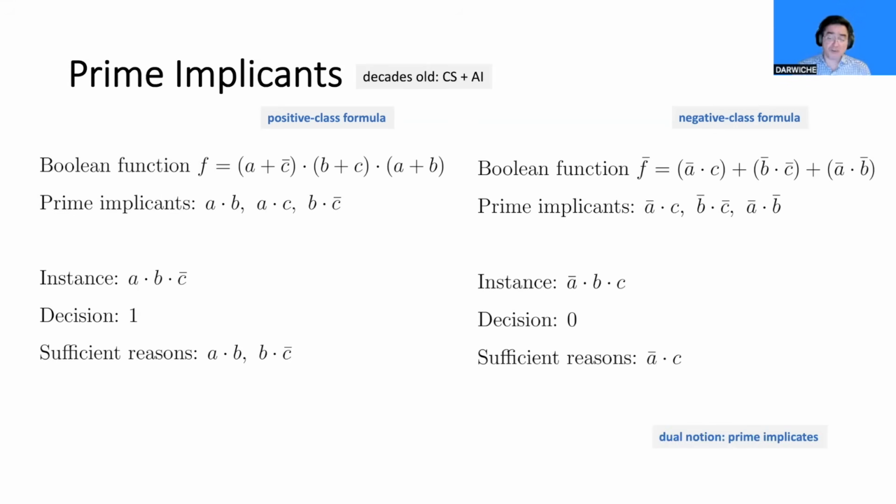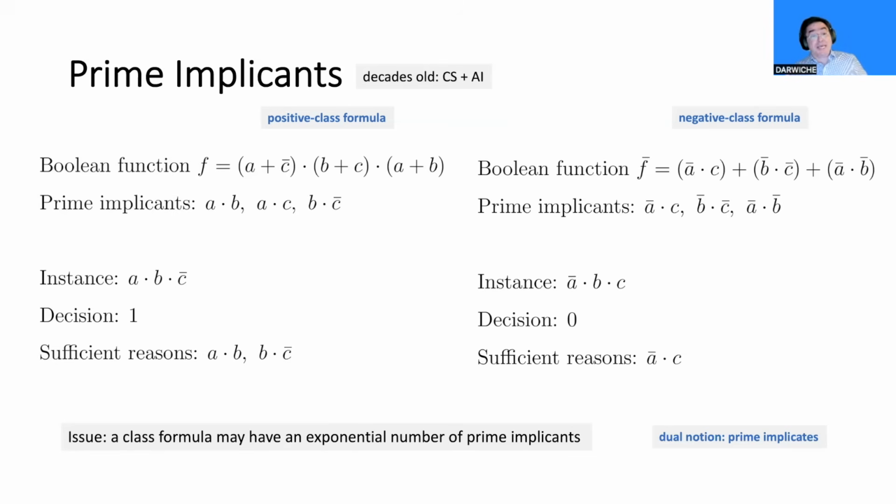Now, there is the dual notion of prime implicates, which will play a role later also. Here, instead of a conjunction that triggers the function, we're looking for a disjunction that's implied by the function, and we want it to be a minimal or shortest, a minimal disjunction that is implied by the formula. Again, we'll get to this later.